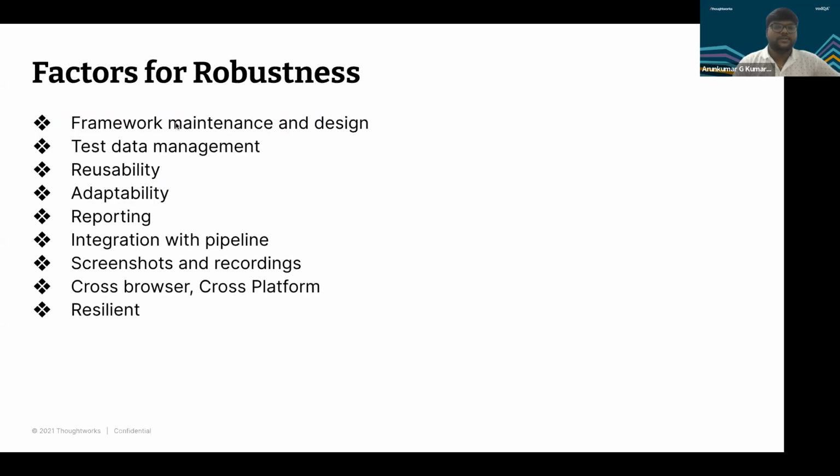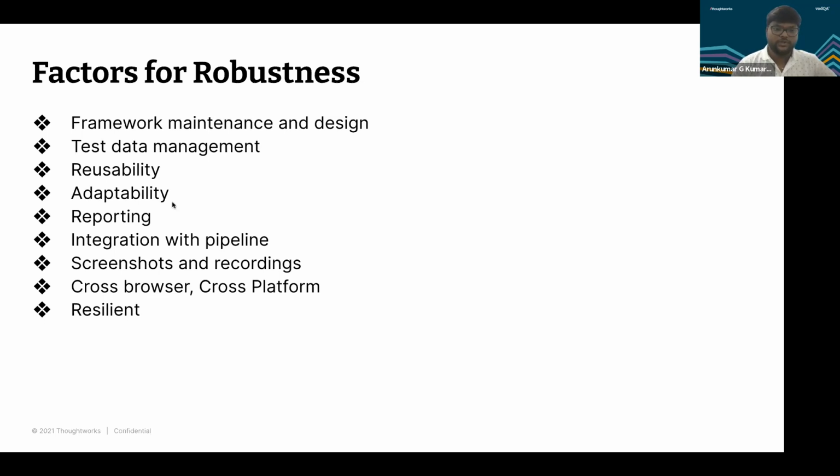These are some of the factors I have considered for robustness. The first one, I think everyone will be aware of: framework maintenance and design. It should be easy to maintain, and we need to design it with some patterns. Then test data management and reusability, meaning reusability of the framework, the test cases, the helper classes and everything. And adaptability. Let's say if I am going to do any change, or if I want to run my tests on some particular criteria, we are going to consider some adaptability.